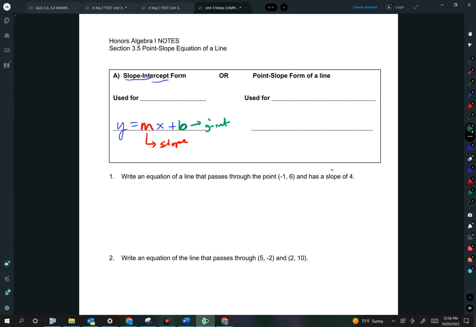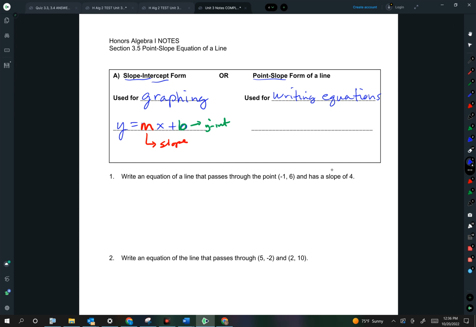And the good thing about this particular equation, and what we used it for all the time, is graphing lines. But now we're going to move on from graphing lines into something else. Now we're going to talk about writing equations of lines. So in that situation, we have a new form of a line called point slope. Point slope is used for writing equations of lines.